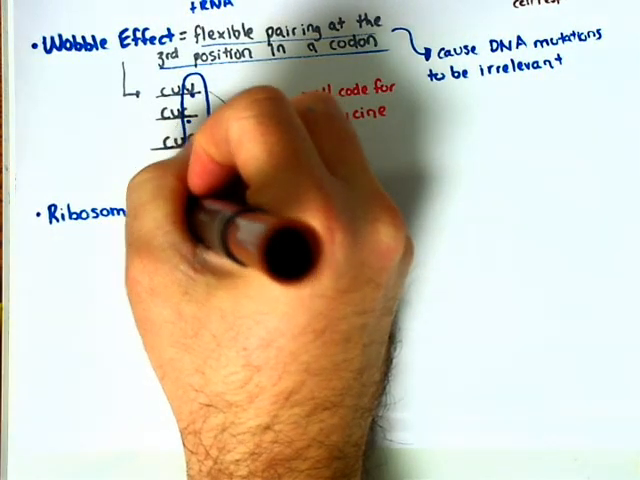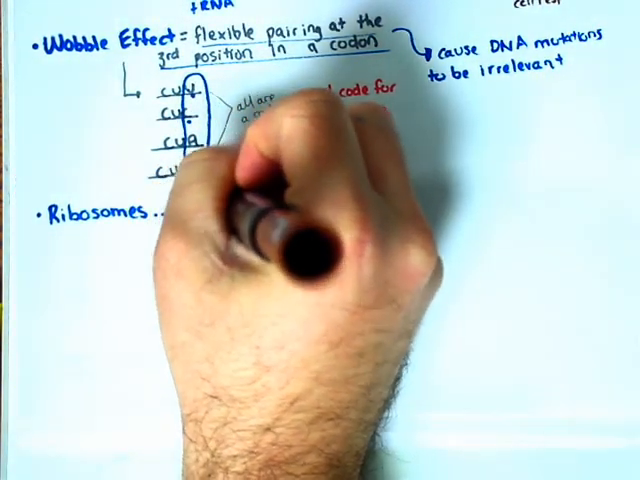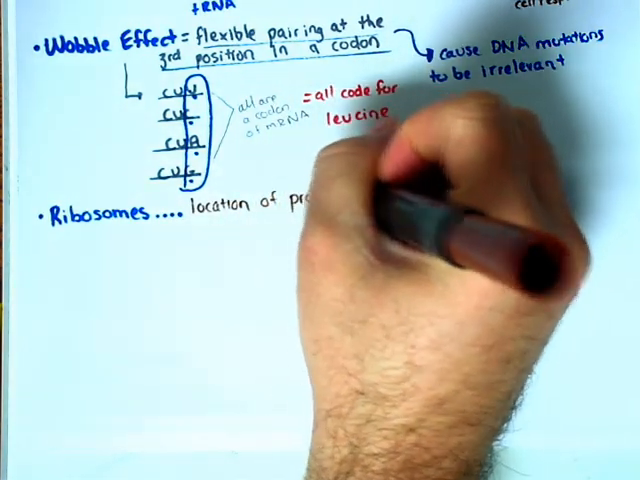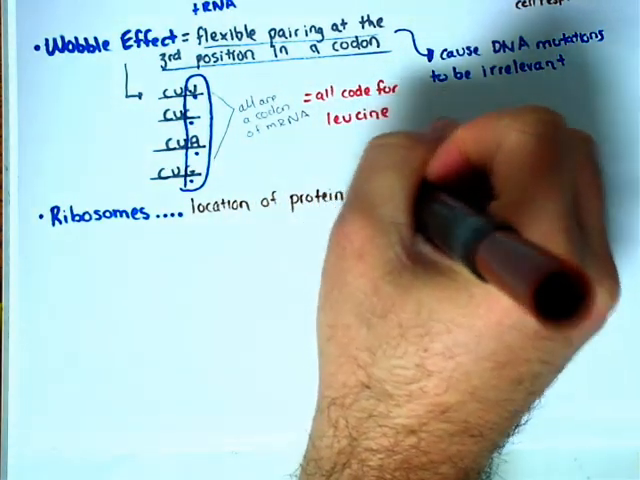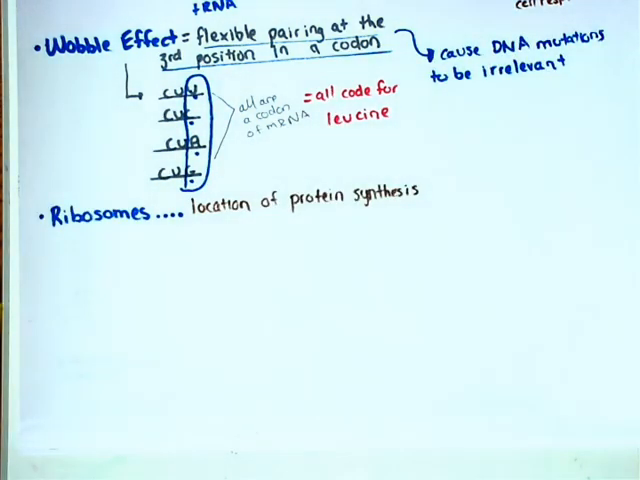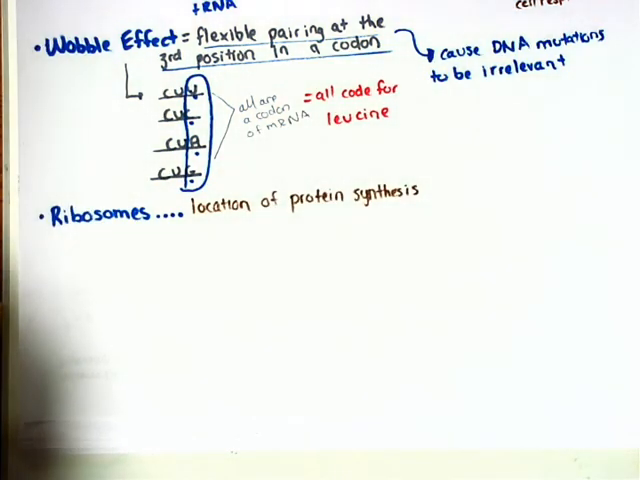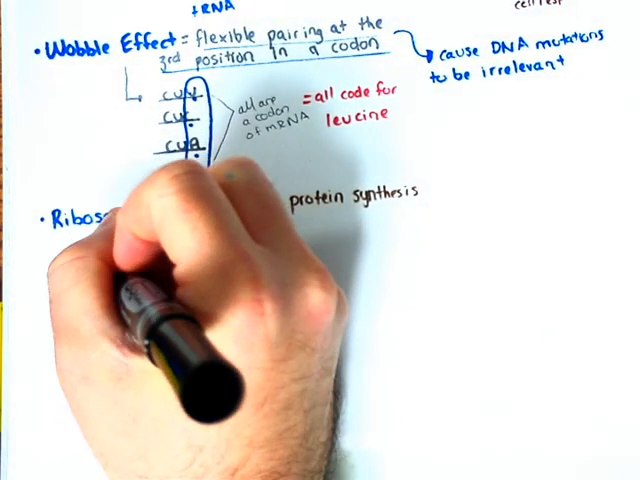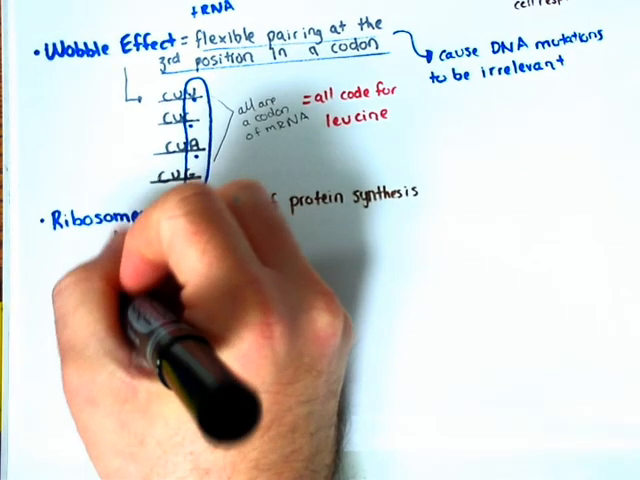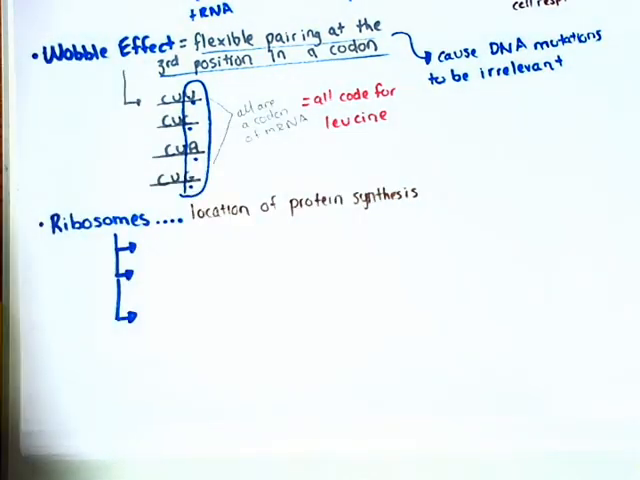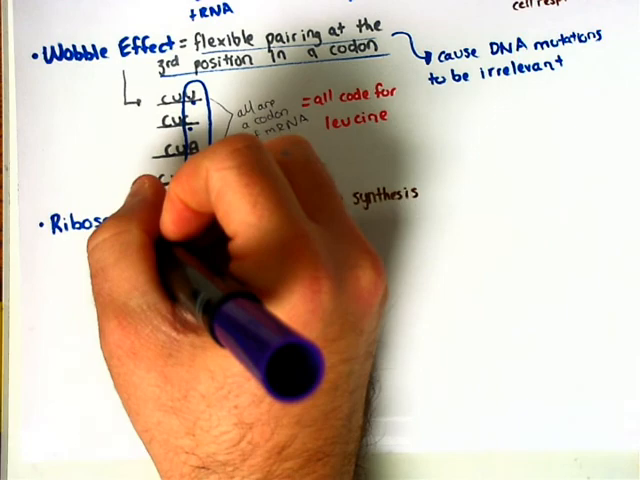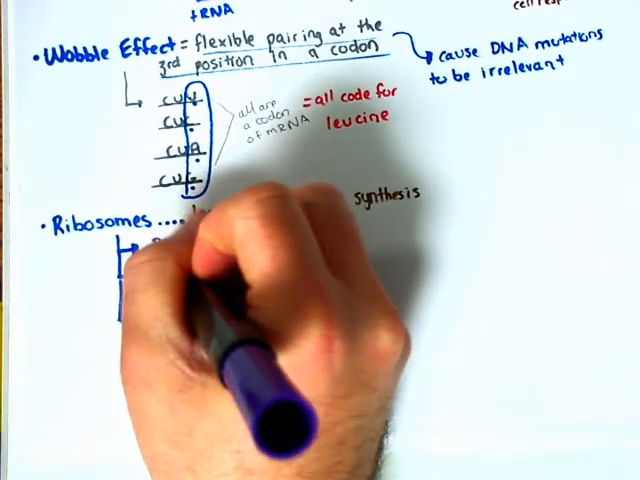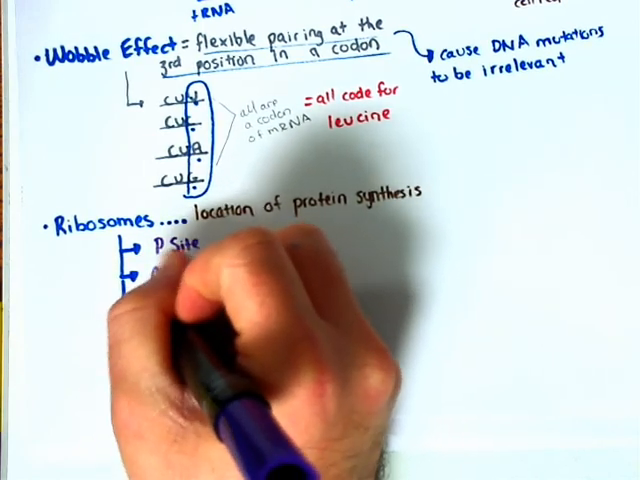We remember that the ribosomes are the locations, the spots of protein synthesis. And we need to know the locations or the spots of the catalytic activity. Your book details this, the 3 different spots that you're responsible for knowing. There's the P site, the A site, and the E site.